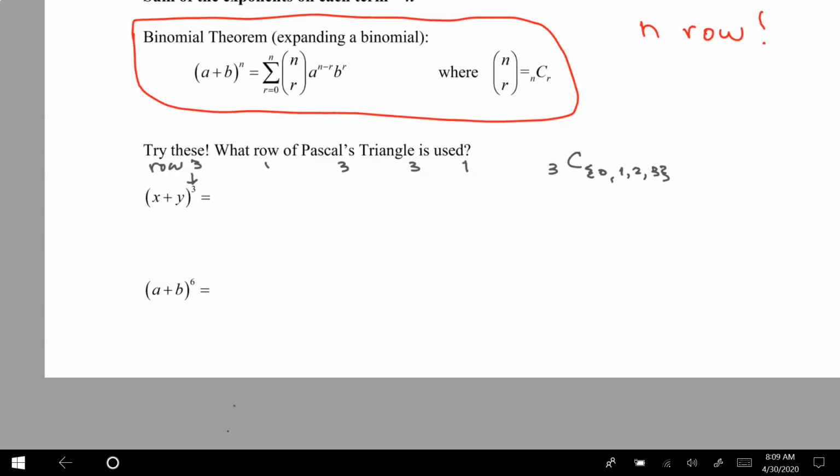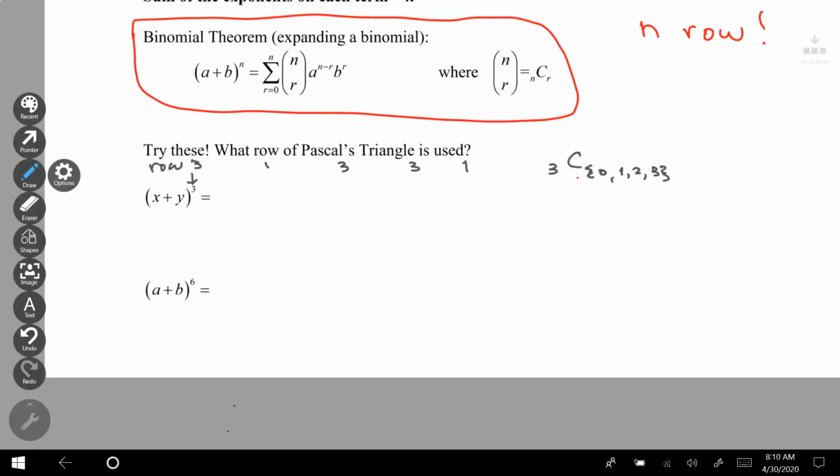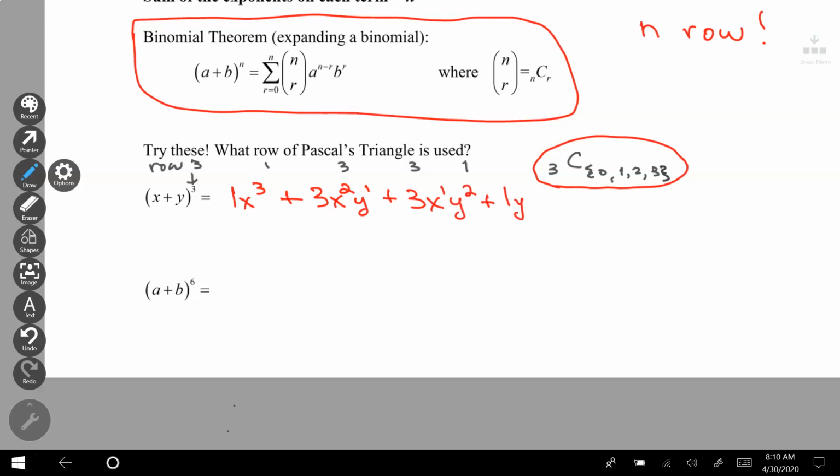My 3rd row of Pascal's triangle is 1, 3, 3, 1. If you don't know it by heart, just type it in the calculator like this, and it'll give you the row. And that means I start off with the number 1, x to the n, which is 3, y to the 0, I'm not going to write that, plus my next coefficient, 3, my x now becomes x squared because it goes down by 1, and the y that was originally y to the 0 goes up by 1, becomes y to the 1st. Then I do plus another 3, that's the next coefficient. X becomes x to the 1st, y now becomes y squared, and then finally plus 1y to the 3rd because x goes away.